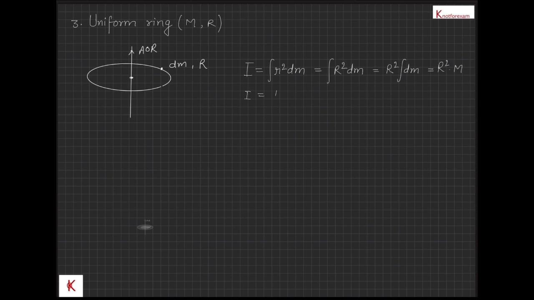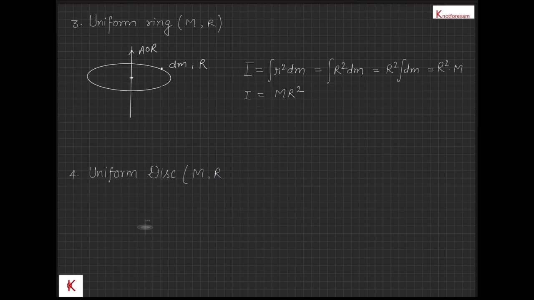Moment of inertia of a uniform ring of mass m and radius r about its central axis. This is a continuous system. Moment of inertia will be the integration of r² dm. Here for a ring, r is the same for each element, so we get I equal to the integration of r² dm, which comes out to be mr².